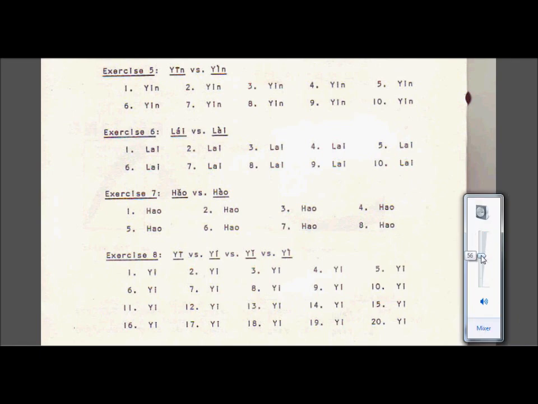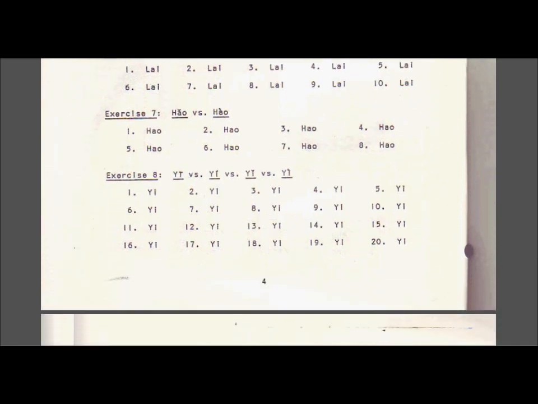Exercise 6. Contrast the rising tone surname Lai with the falling tone surname Lai. Add the appropriate tone marks over the A and repeat. 1. 来 Rising. 2. 赖 Falling. 3. 赖 Falling. 4. 来 Rising. 5. 来 Rising. 6. 来 Falling. 7. 来 Rising. 8. 来 Falling. 9. 来 Falling. 10. 来 Rising.